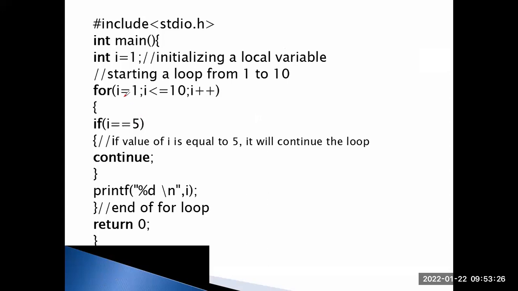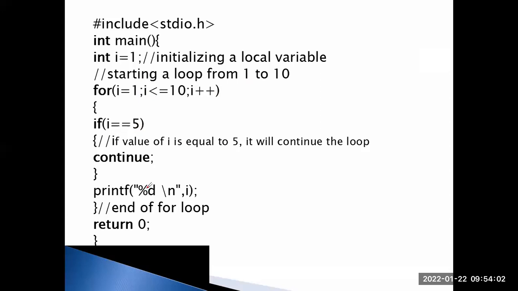Here, let's see, i equal to 1. i is declared and initialized as a local variable. I need to count the values from 1 to 10, so we start the loop from 1 to 10. That is i equal to 1, i less than or equal to 10, i++. Okay, if i double equal to 5, continue. This states that if the value of i is equal to 5, it will continue the loop.